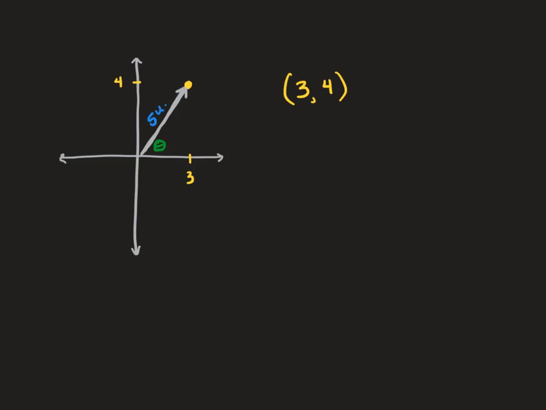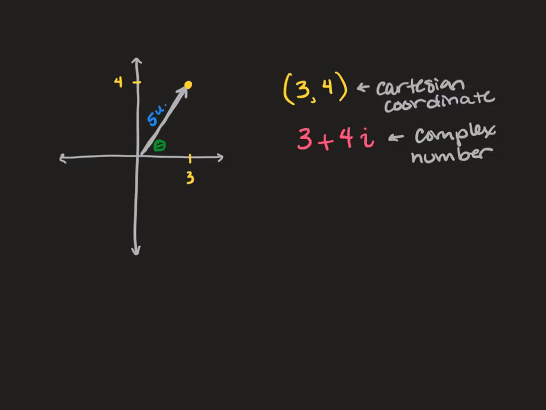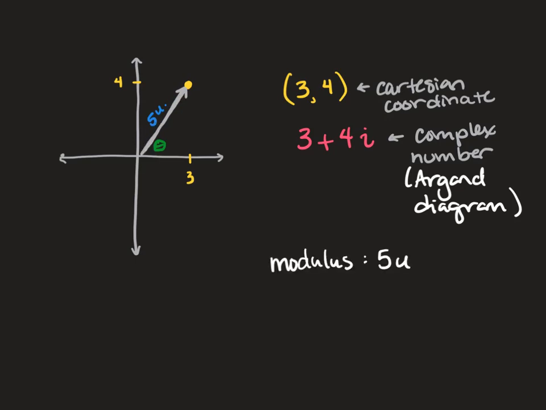Okay, finally in summary. This point right here is what we're caring about. You have known it for many, many years as the point 3,4, and it absolutely is, and it will remain to be that way. However, we could also describe that as a complex number where we wrote that as 3 plus 4i. So we've got our Cartesian coordinate of 3, 4. We've got a complex number of 3 plus 4i. That's what we call an Argand diagram description. And then if you happen to have the modulus, which in this case is 5 units, and if you have the argument, which in this case is 0.927 radians, then you can come up with the polar coordinate version.